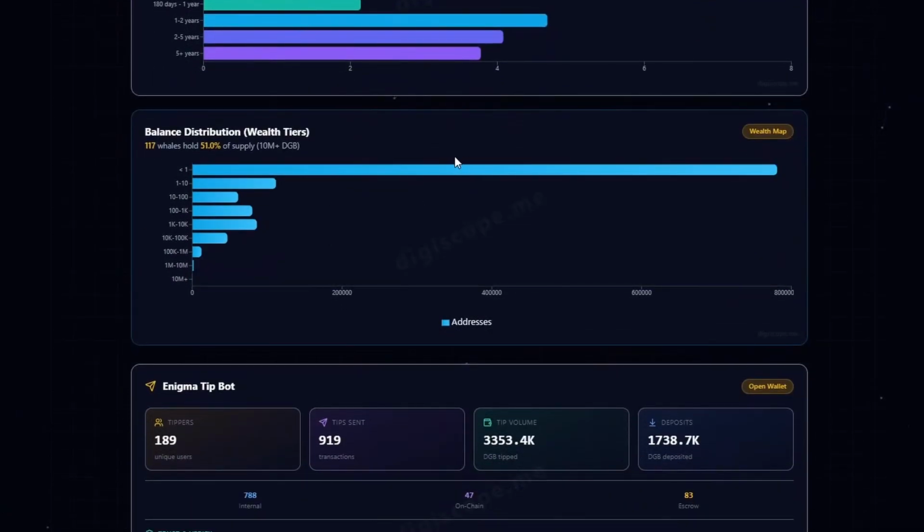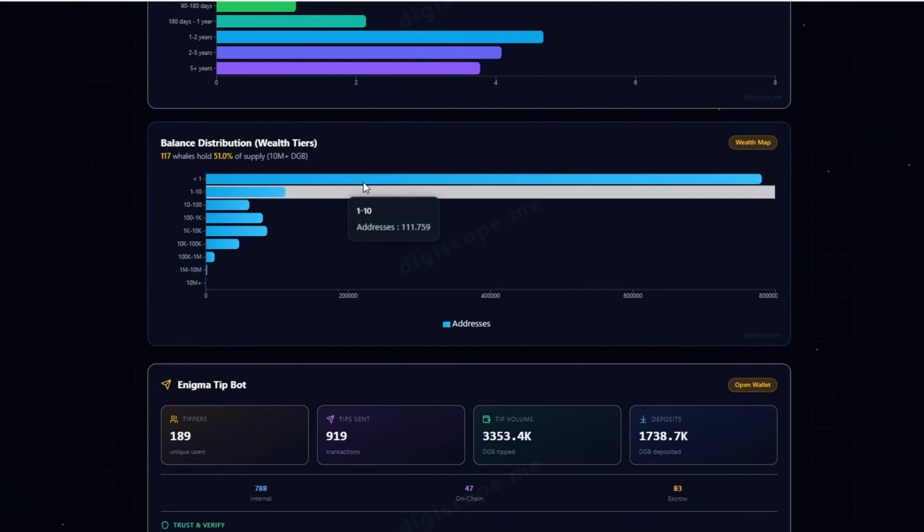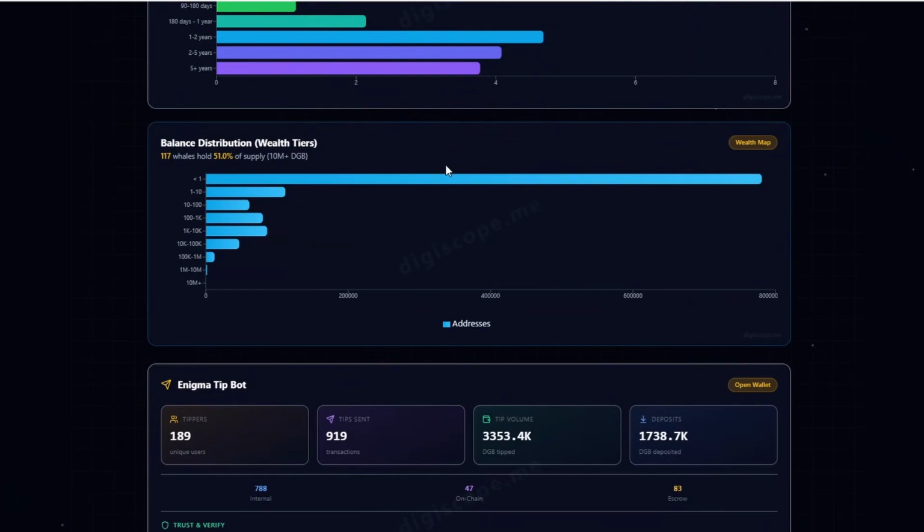Wealth distribution is also something that's cool to take a look at. Most of the wealth is held by 117 addresses, of which I think most of them are addresses from exchanges, and that's also why it's so important to please remove your coins from exchanges. Put them in your own wallet to be in control of your own keys and to ensure that there will be less tricky stuff going on in the future.